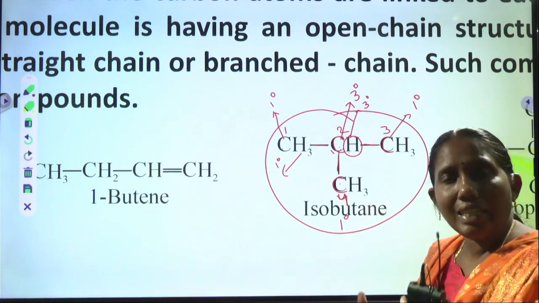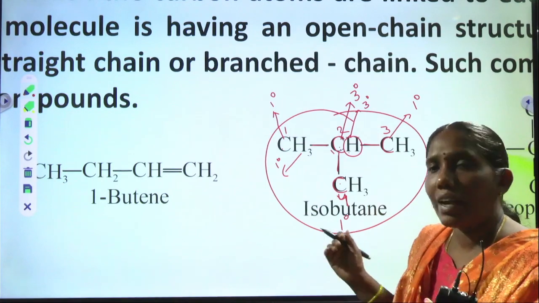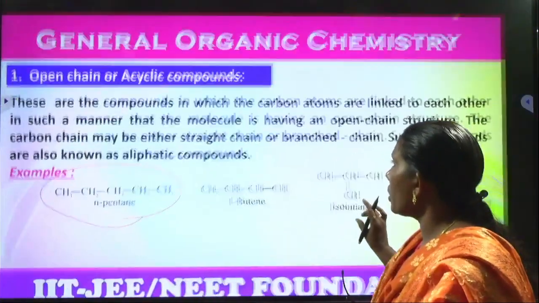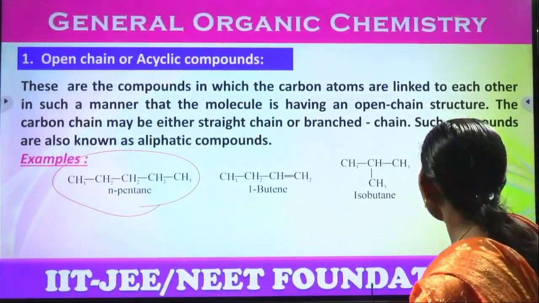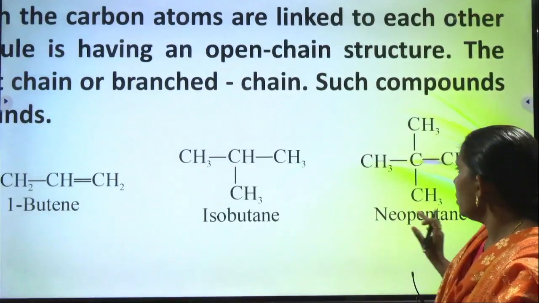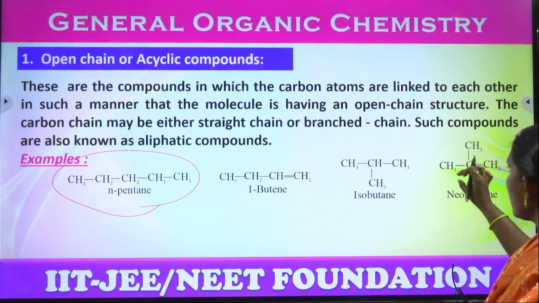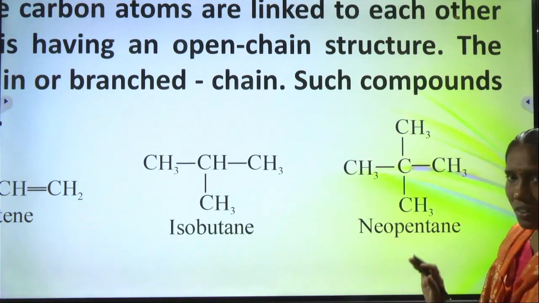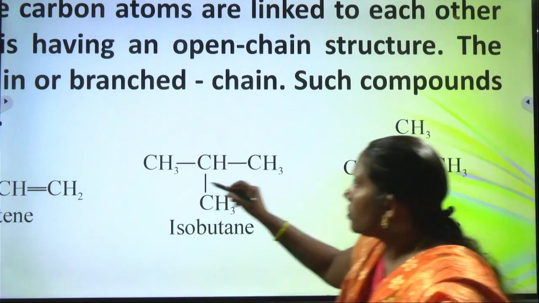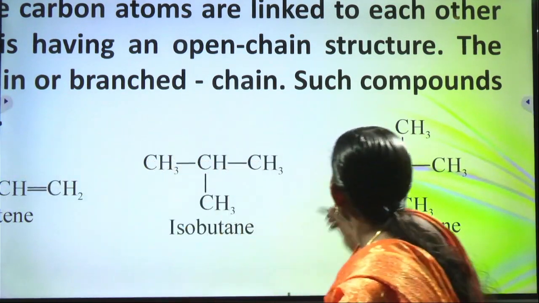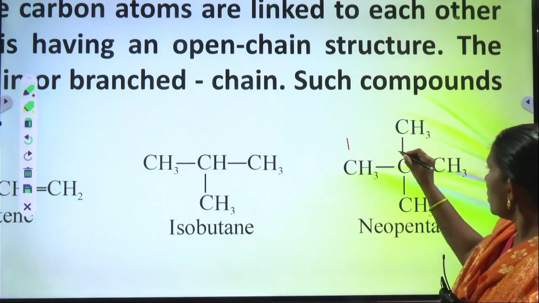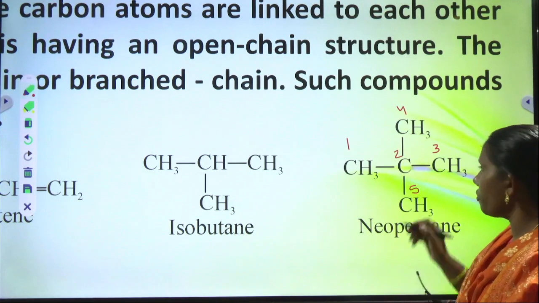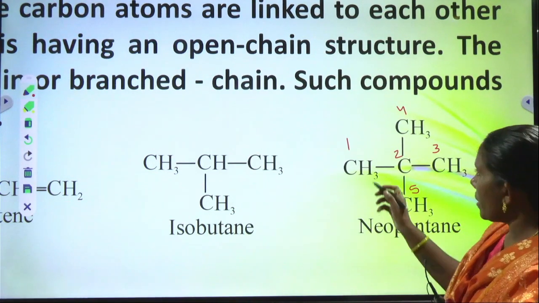Primary, secondary and tertiary. Tertiary means attached to other three carbons, so that is called a tertiary carbon atom. Now let us see what is a quaternary carbon. Come to the quaternary carbon, here is the structure. I am giving the numbering. First carbon, second carbon, third carbon, fourth carbon and fifth carbon. First come to the order.